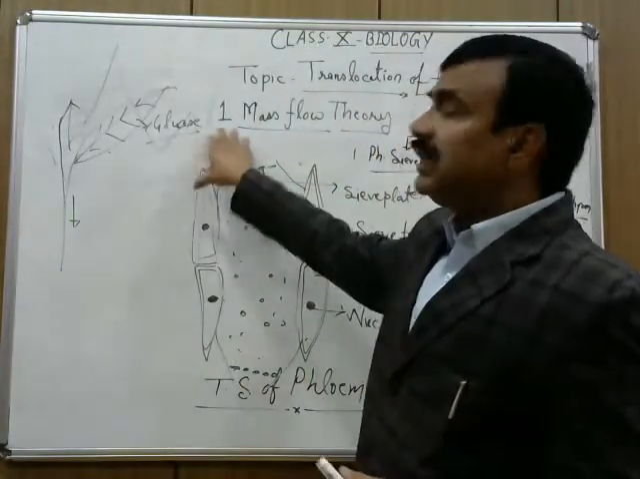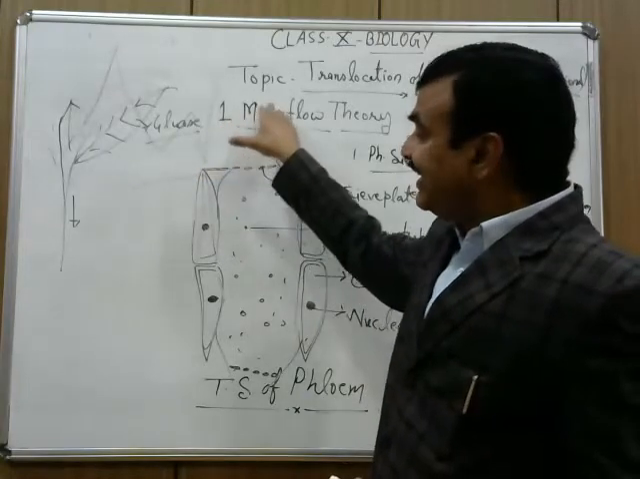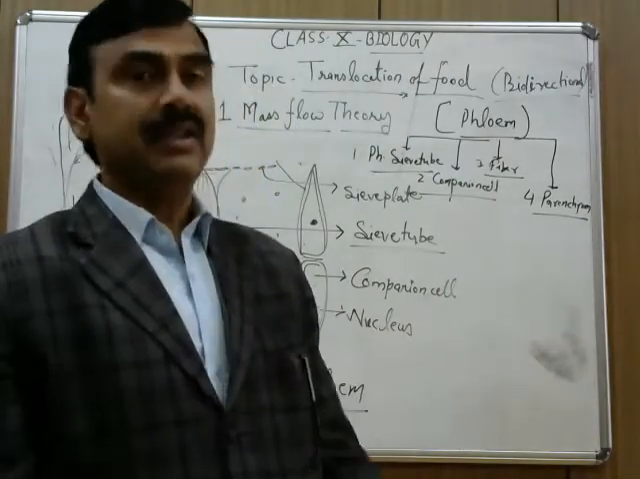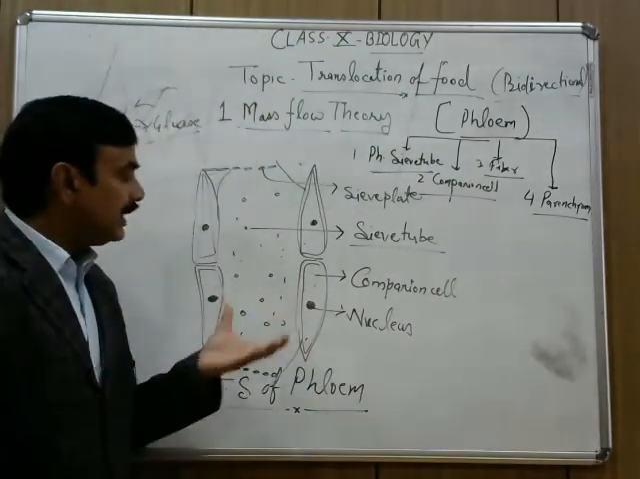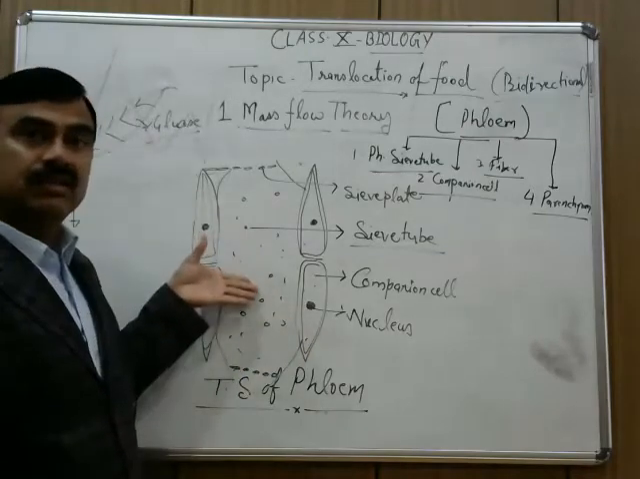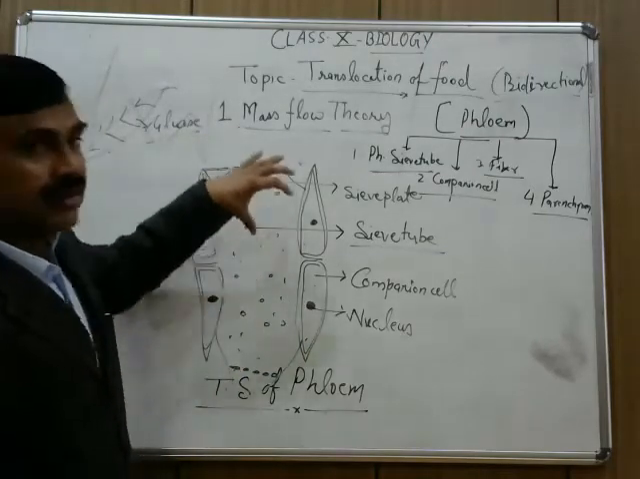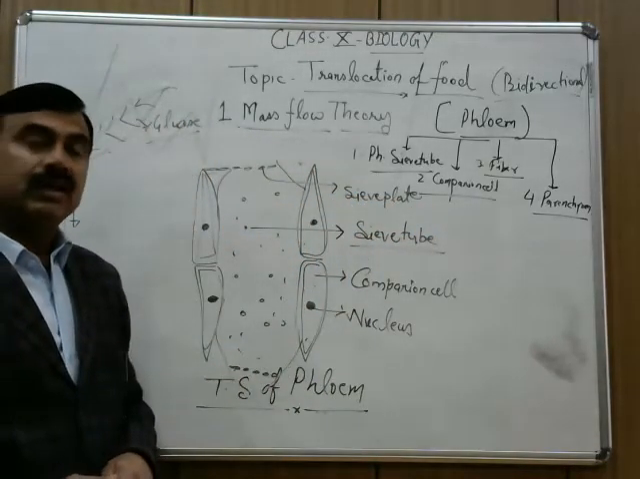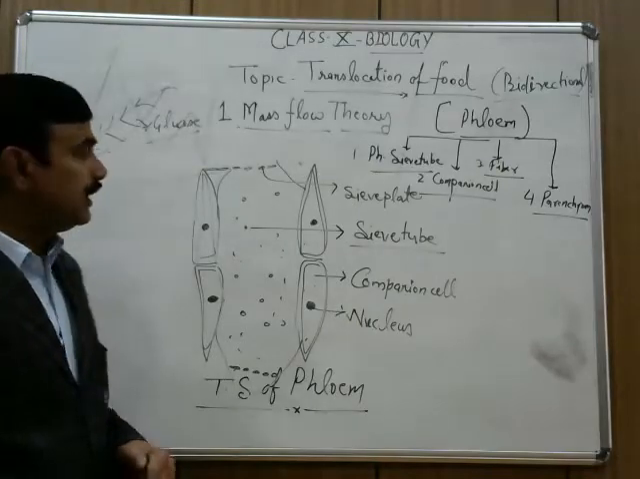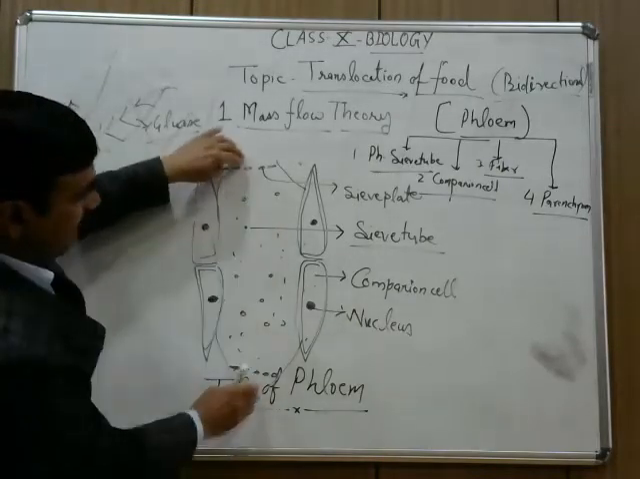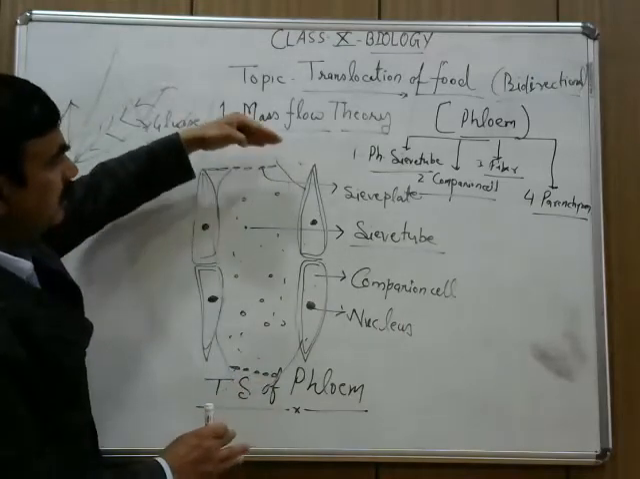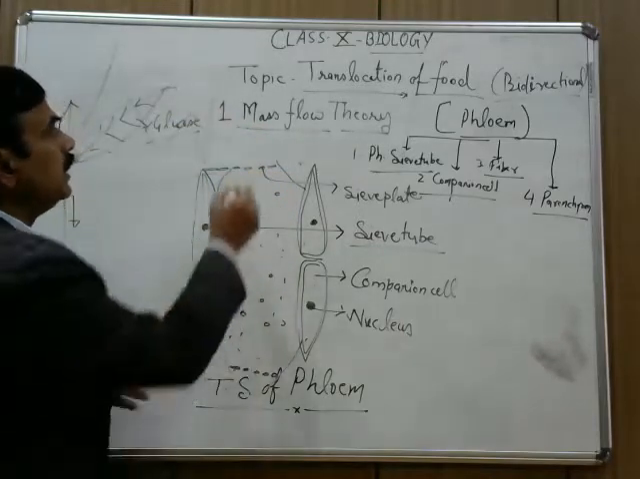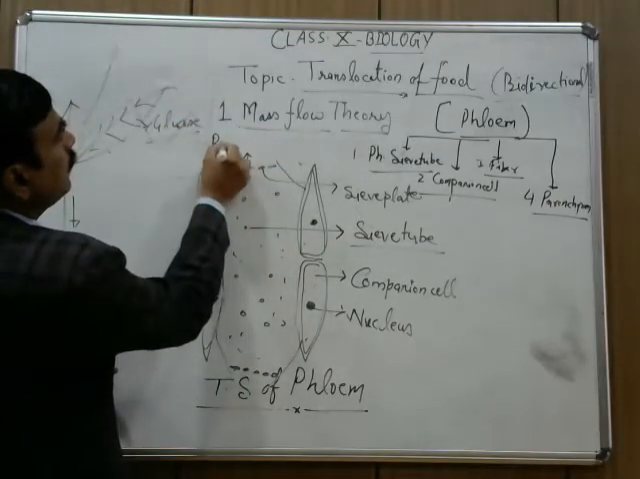When I explain through the mass flow theory, it is moving from its higher region to its lower region. Got my point? So through which structure is the food moving? What is the structure of the sieve plate? You see here, the sieve tube is covered by the perforated plate. You can see these are the perforated plates.